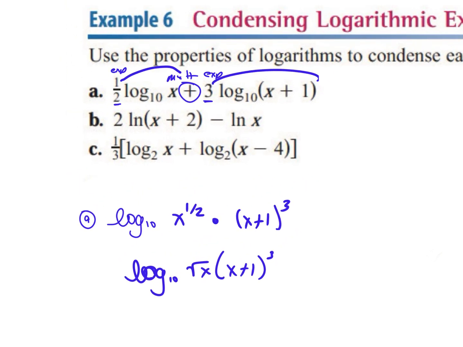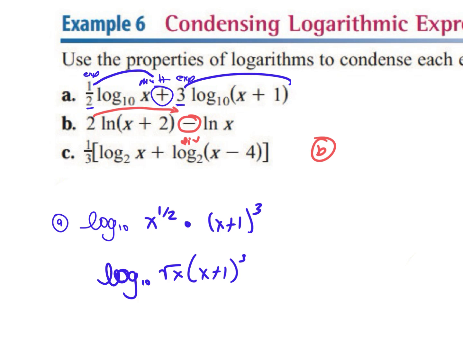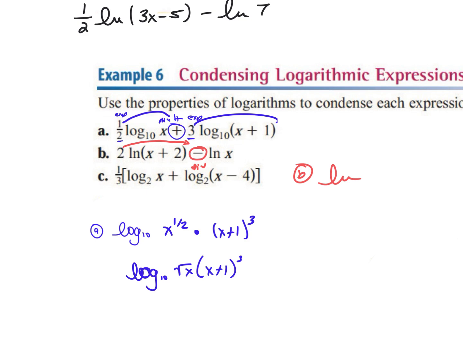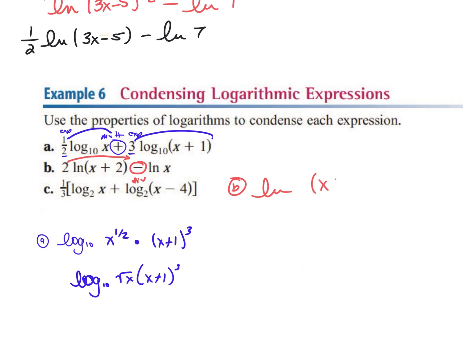Look at B. What's 2 going to become? Exponent, good. What is my minus sign going to become? Division, good. Whatever, it's subtraction. So think about it. What do I write one time out in front? ln. All right. So what's in my numerator? x plus 2, squared, divided by x. That's it.